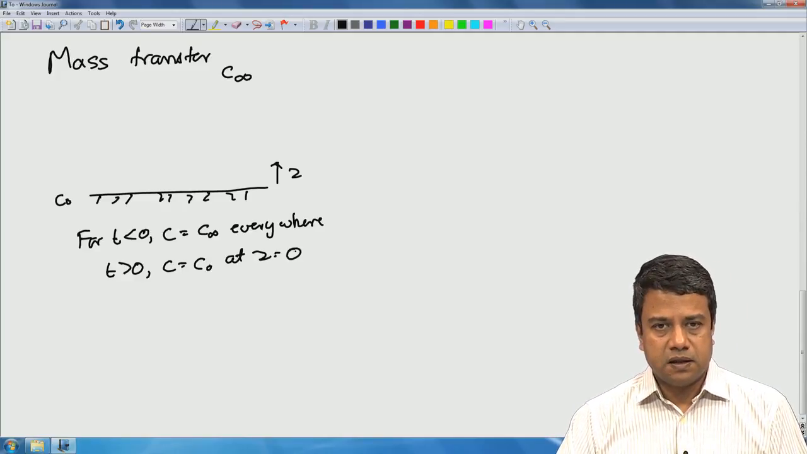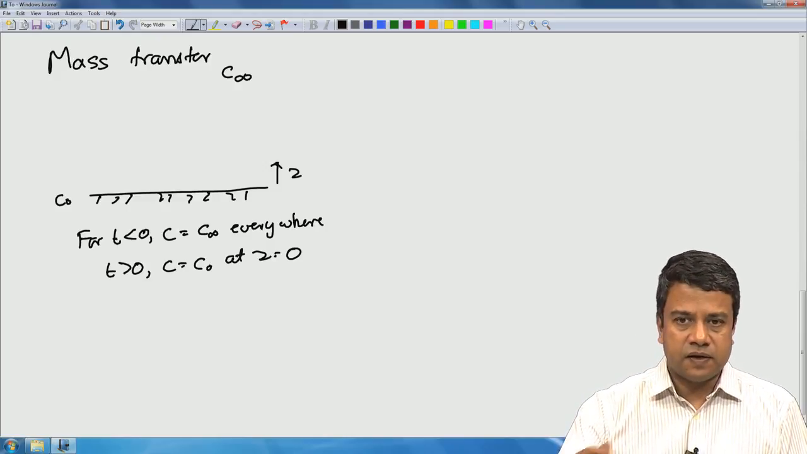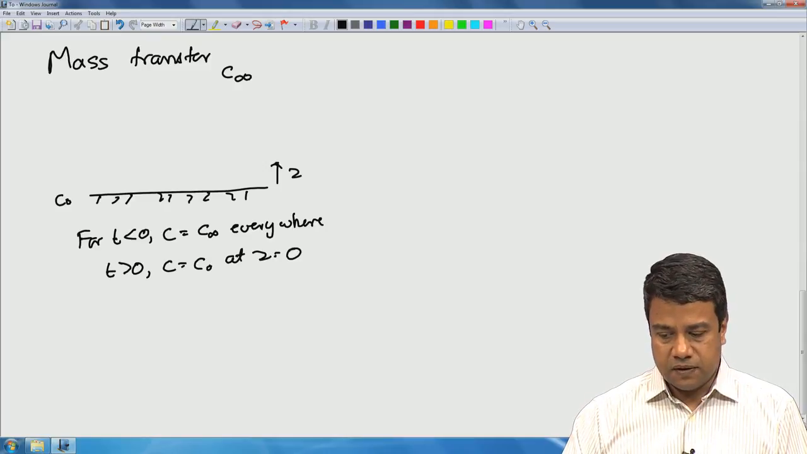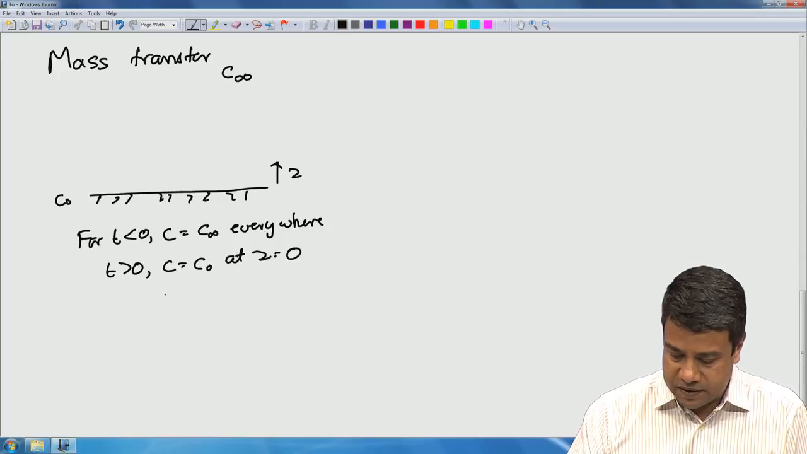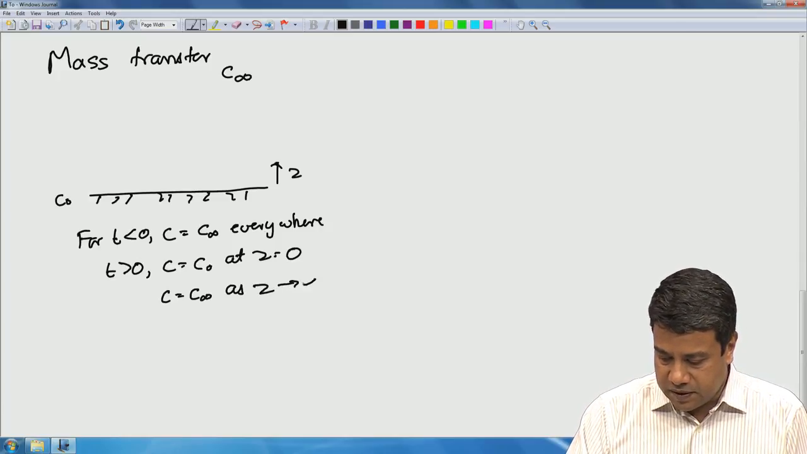And then far from the surface, the concentration is still C infinity, because this is an infinite fluid. Therefore, if you go further and further away, you should recover the concentration far from the surface. C is equal to C infinity as z tends to infinity.